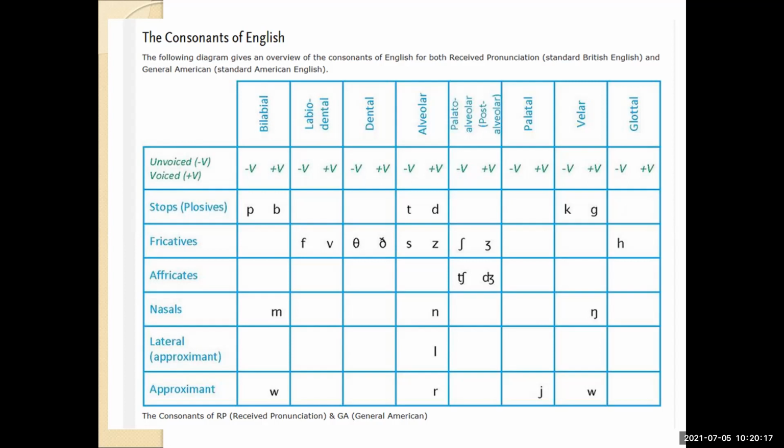And today's homework will be, you should learn this table of classification of English consonant sounds.